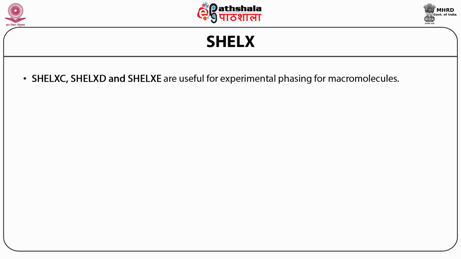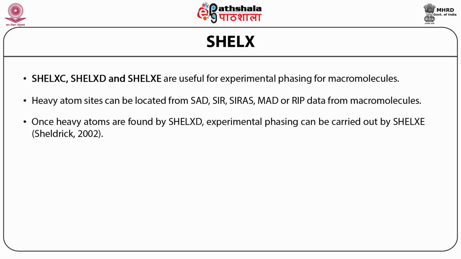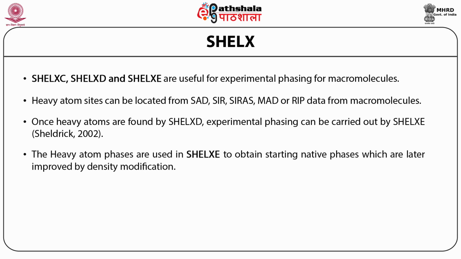SHELXC, SHELXD and SHELXE, all these programs which come out from Professor Sheldrick's lab, are useful for experimental phasing for macromolecules. Heavy atom sites can be located from SAD, SIR, single isomorphous replacement combined with anomalous scattering, or MAD, or RIP, radiation-induced phasing data from macromolecules. Once heavy atoms are found by SHELXD, experimental phasing can be carried out by the program called SHELXE, for phase extension and refinement. The heavy atom phases are used in SHELXE to obtain starting native phases, which are later improved by density modification.